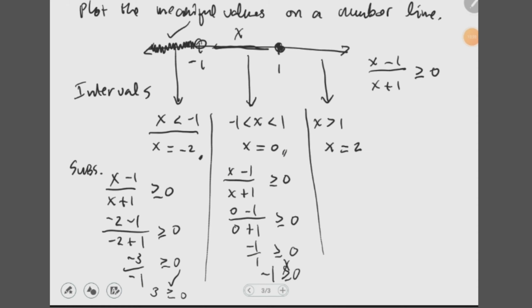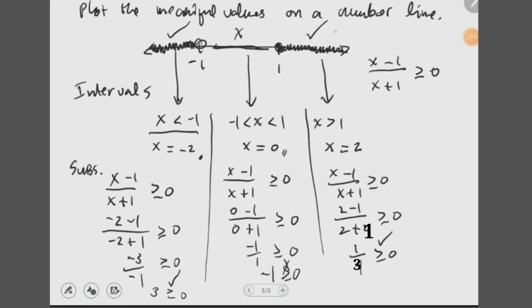Okay, so on our right side we have x equals to 2. Using that particular value in our inequality and then substituting, we have 2 minus 1 over 2 plus 1 greater than or equal to 0. We have 1 over 3 that is greater than 0, meaning to say this interval will be part of our solution. So the solutions are 1 up to positive infinity and -1 up to negative infinity.